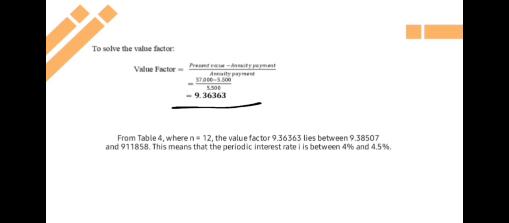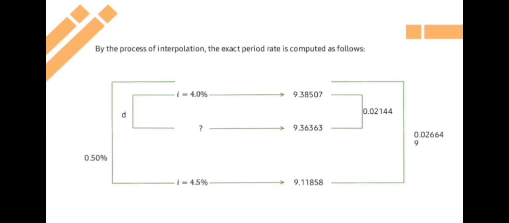So, procedure number 3, from table 4, where our N is the point of reference. The value factor 9.36363 lies between 9.38507 and 9.11858. This means that the periodic interest rate, or I, is between 4% and 4.5%.